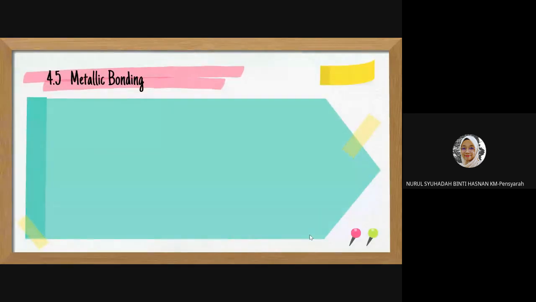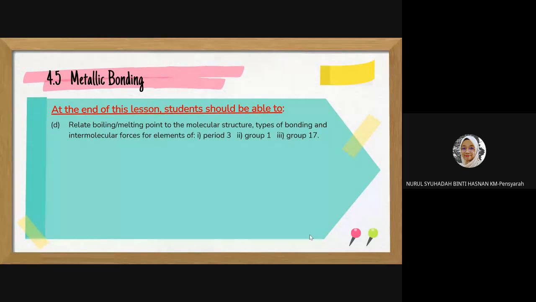kita akan selitkan dekat sini satu lagi subtopic which is relate the boiling and melting point to the molecular structure untuk intermolecular forces for element in period 3, group 1 and group 17. Now, sebelum ni, this one, dia duduk dekat dalam chapter 3. Okay, tapi saya tak tahu kenapa dia pindahkan ke dalam chapter 4 dan dia letak ke dalam 4.5 metallic bonding. Mungkin sebab dia nak keluar untuk soalan exam. Saya tak tahu. Tapi dia ada dekat sini.